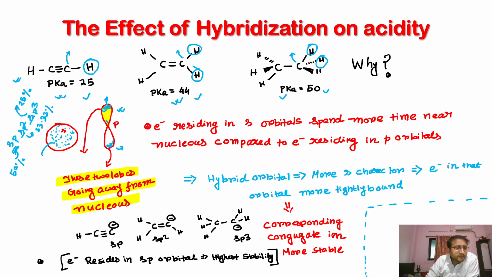Here you can see that this carbon atom is sp hybridized. So the electrons residing in this hybridized orbital will be much more tightly bound by the nucleus. So this carbon atom will be much more electronegative compared to this carbon atom, where the electrons reside in an sp3 hybridized orbital, where the p character is much more. So these electrons will be much more loosely bound compared to these electrons. So this carbon atom will have a much higher electronegativity compared to this carbon atom.